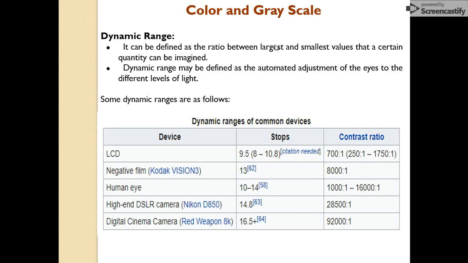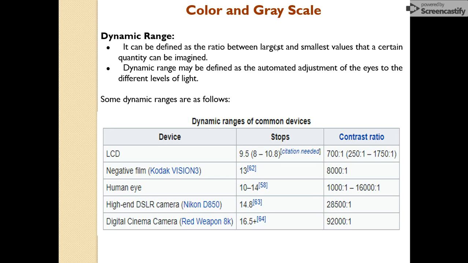Coming to dynamic range, it is a way in which the human eye adjusts its levels in case of low lighting or high lighting, or it's just a concept where the image which is formed is based on the light exposure levels. There are a lot of dynamic ranges used in common devices such as LCDs, negative film, and the human eye. It's just how the eye adjusts automatically to the different levels of light.